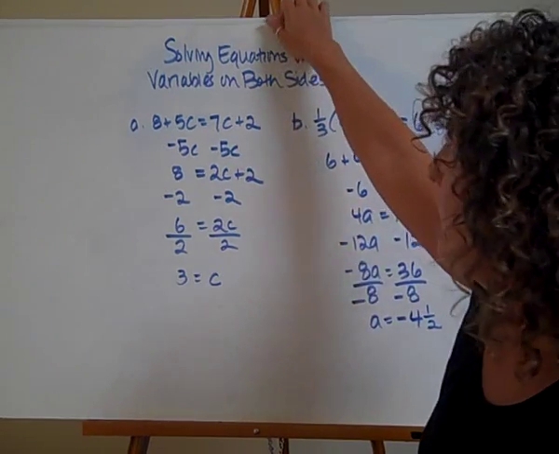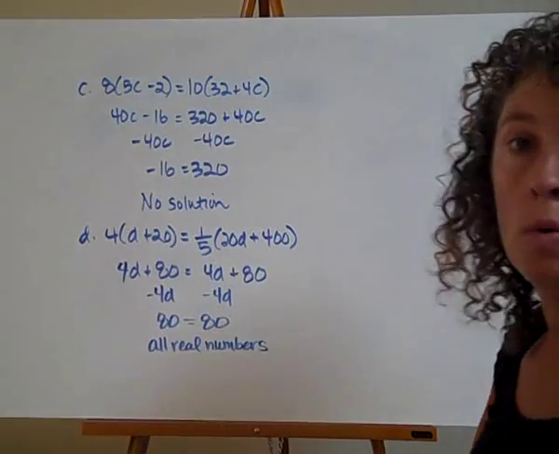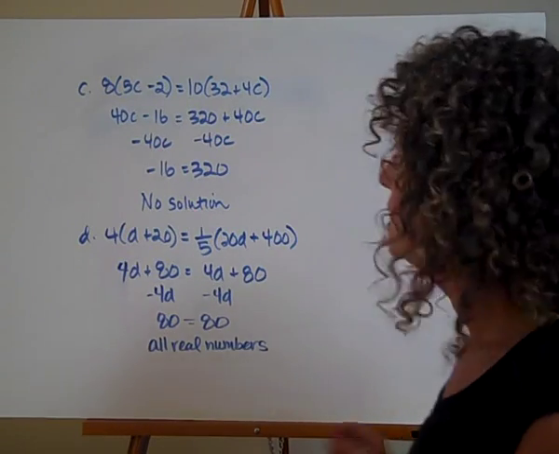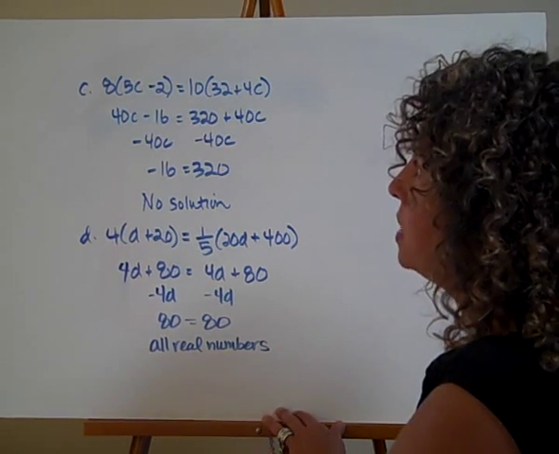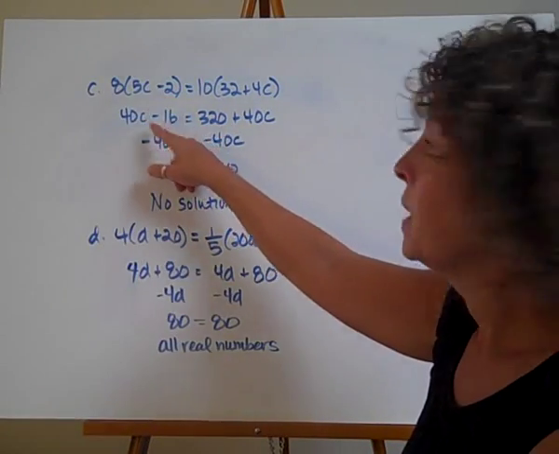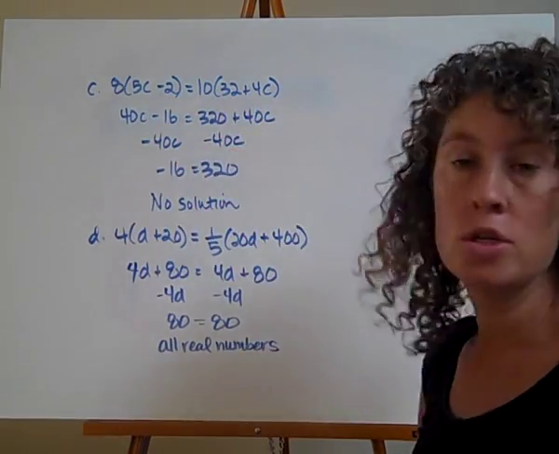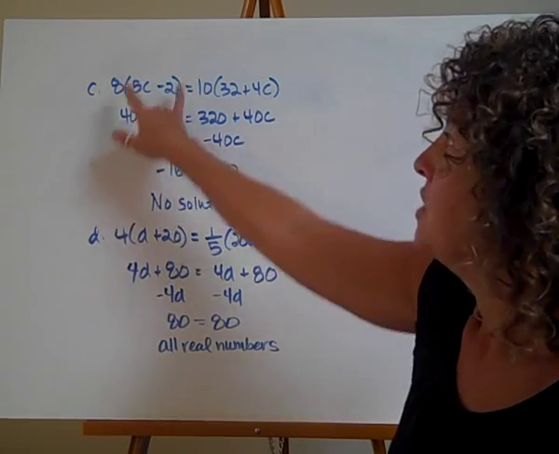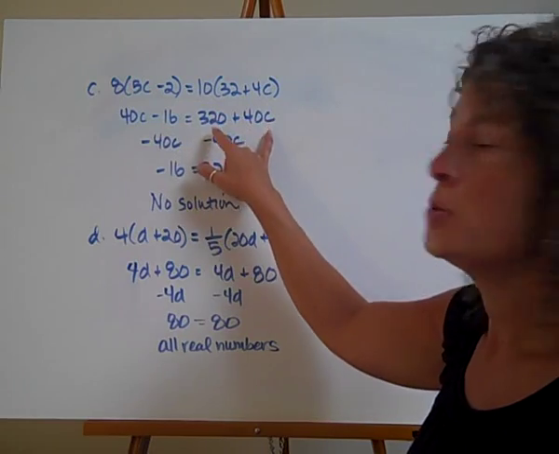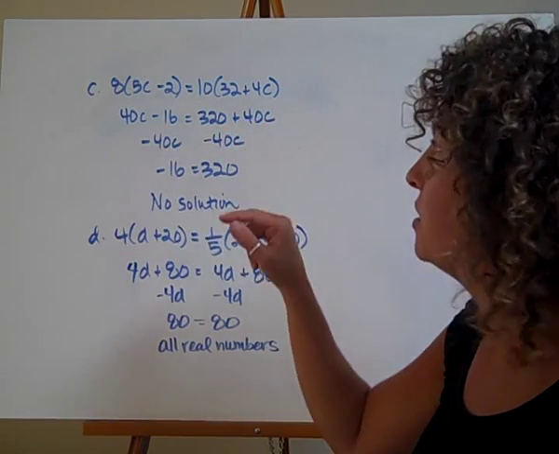All right, let's look at some other equations. We've seen ones like these where we end up with these weird special solutions. Let's see what these look like. So I've got 8, and then in parentheses 5c minus 2 equals 10, and then in parentheses 32 plus 4c. I distribute those. I get 40c minus 16 on the left, and 320 plus 40c on the right.